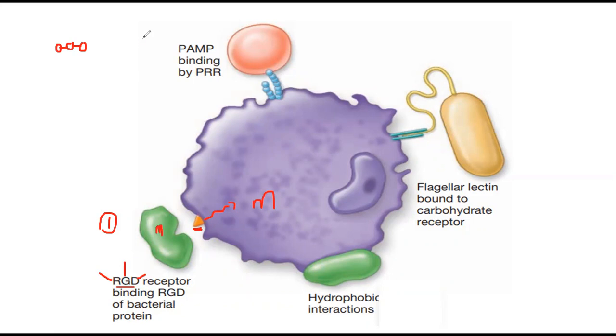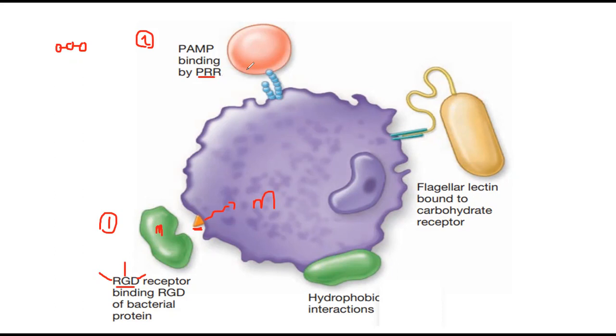The second receptor is the PAMP, and this is an abbreviation. PAMP stands for pathogen associated molecular patterns. The receptor present on the immune cells is known as the PRR. PRR means pathogen recognition receptor.